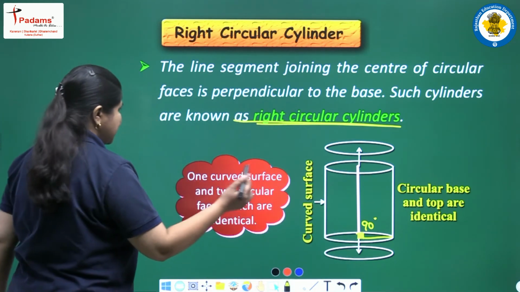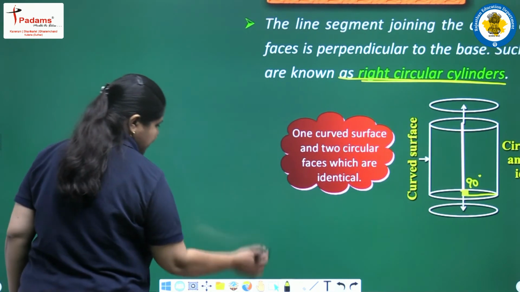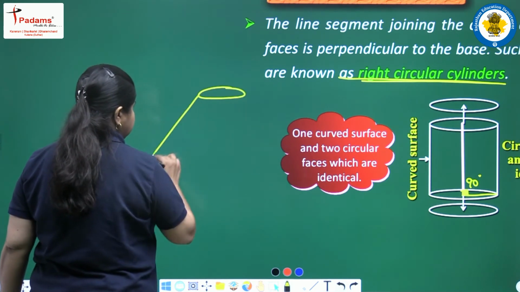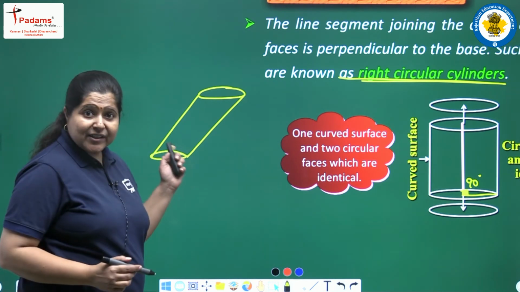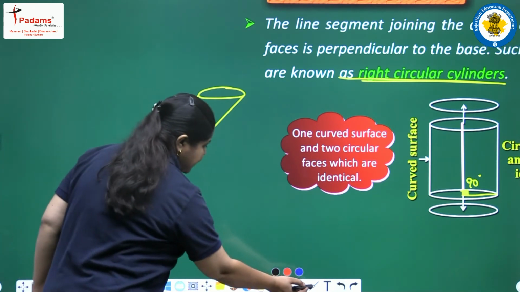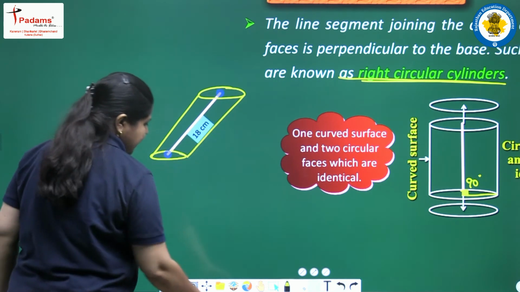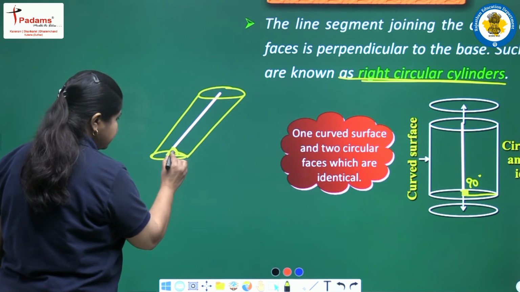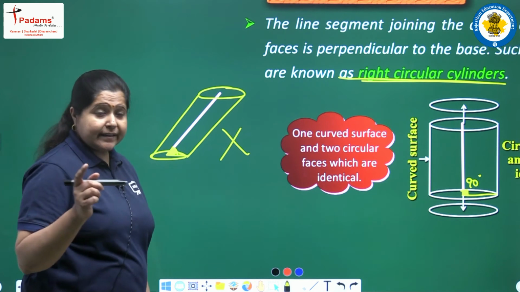अगर हमारे पास एक सिलेंडर कुछ इस तरह से हो, let me make some space, if we take one cylinder in this form, in this way, then will this be a right circular cylinder? अगर आप यहाँ पर इनके सेंटर पॉइंट्स को ज्वाइन करेंगे तो आप देखेंगे कि ये परपेंडिकुलर नहीं है बेस के साथ, ये एंगल 90 डिग्री नहीं बन रहा है। So this is not a right circular cylinder.